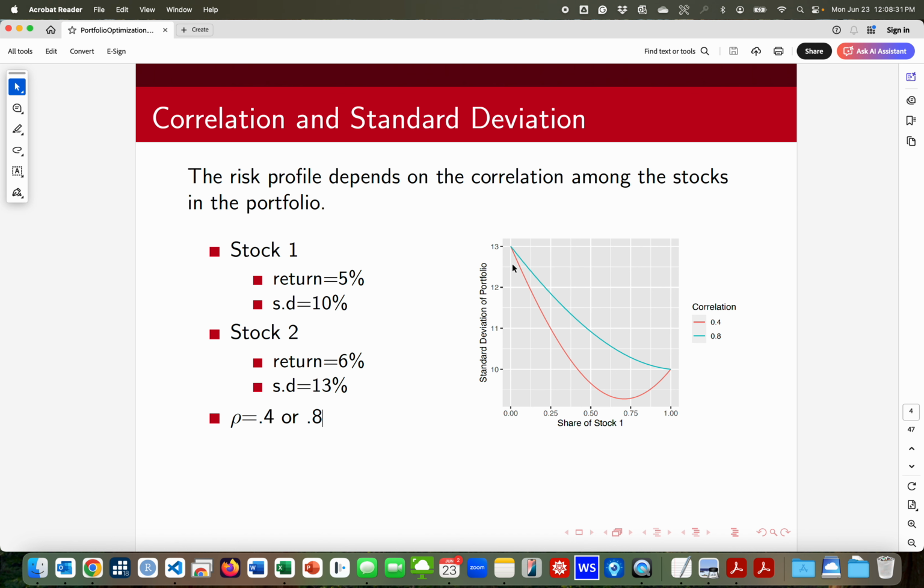But notice when that correlation is high enough, the portfolio standard deviation never drops below 10%. We never do better than the standard deviation on stock 1 if the correlation is too high. So if our correlation is too high, we don't really get any risk-reducing benefits from combining stock 1 and stock 2 in a portfolio. So as we vary that correlation, we're going to see lower and lower amounts of the lower standard deviation in the portfolio.